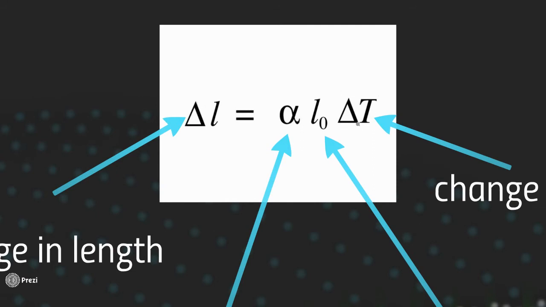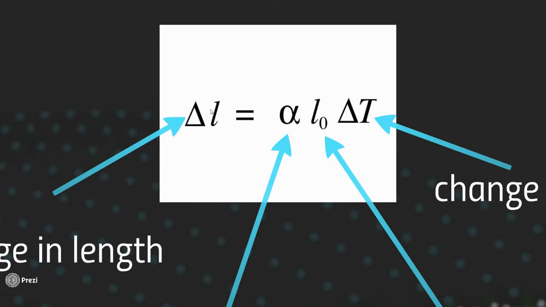And for some reason, when we do equations, we like to use Greek letters. So this is the Greek letter delta, this triangle right here. It means change. So we're saying the change in L, the length. So the change in the length, okay? We're talking about linear expansion and contraction here.